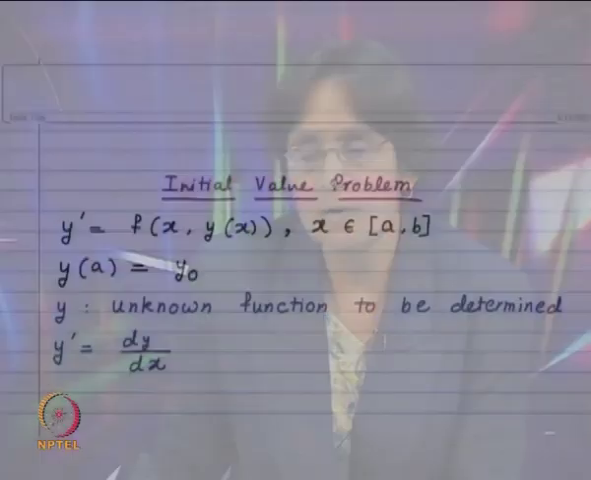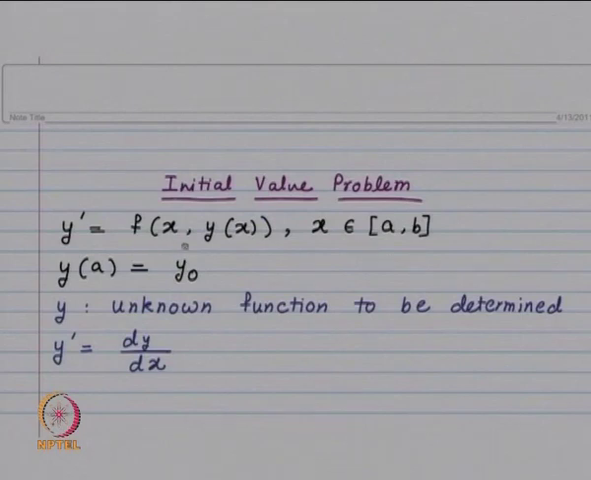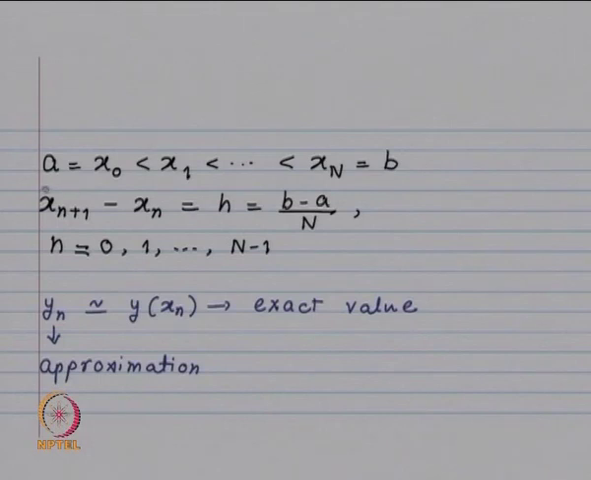So, we are looking at the initial value problem y dash is equal to f of x, y of x, x belonging to [a, b], with initial value y at a is equal to y 0 given. y is the unknown function to be determined and the notation is y dash is equal to dy by dx. What we do is we subdivide this interval [a, b] into n equal parts. So a is equal to x 0 less than x 1 less than x n is equal to b.